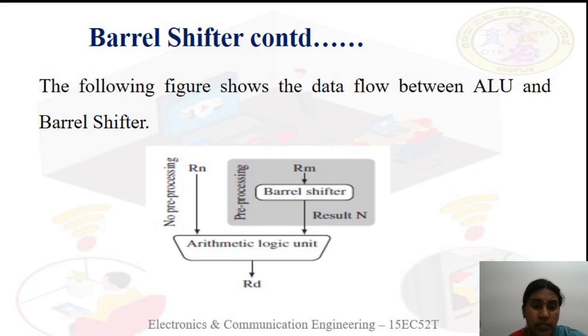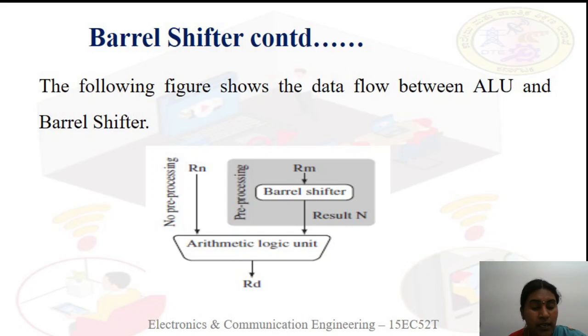Prior to the ALU means before giving it to the ALU, you are applying that Rm to the barrel shifter, where you are specifically telling it to shift left or right. You perform that operation, and then you get some result, that is nothing but result N. Whatever result you get after the barrel shifter, the result N, is given to the ALU to perform the operation. By doing this process, you can increase the flexibility of our ARM controller.